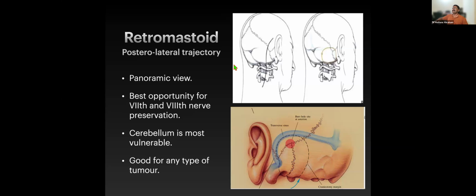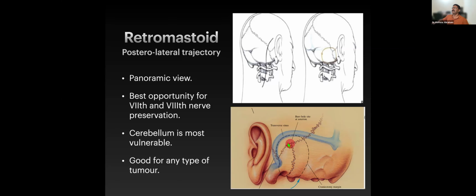First of all, the first and the most popular trajectory is the retromastoid or the posterolateral trajectory. Already Adesh has given a lot of details. I just wanted to re-emphasize the importance of the asterion. The asterion, we can see, is a point where the parietomastoid, the lambdoid, and the occipitomastoid sutures meet. This is just at the lower border of the transverse and the sigmoid sinus confluence. So the first burr hole has to go there, and the craniotomy is centered around this.